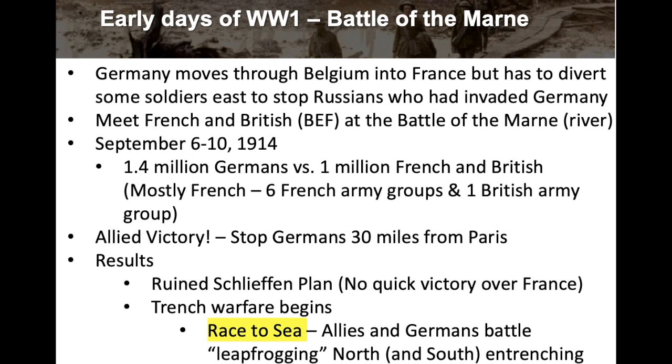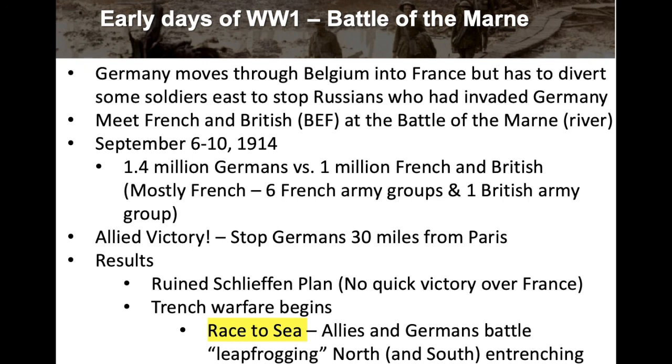They meet the French and the British Expeditionary Force, the BEF, the British, at the Battle of the Marne River. It's called the Battle of the Marne. There will be several battles of the Marne. But they meet at the First Battle of the Marne on September 6th to the 10th, 1914.